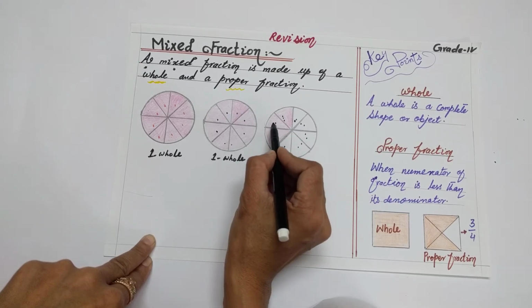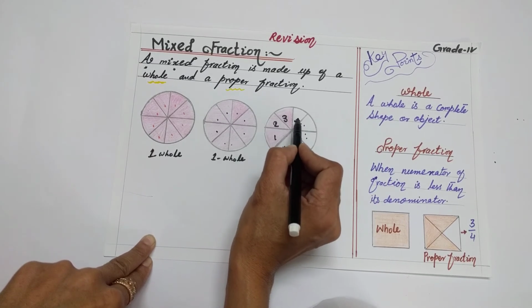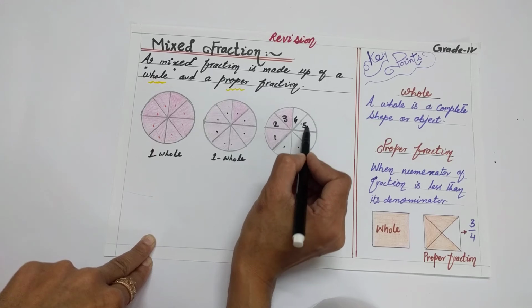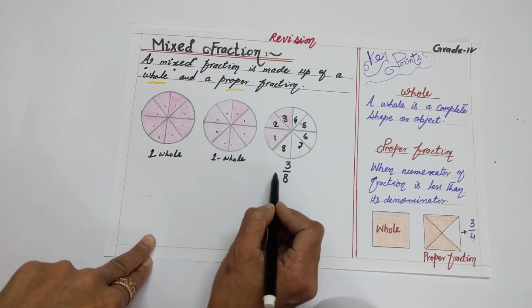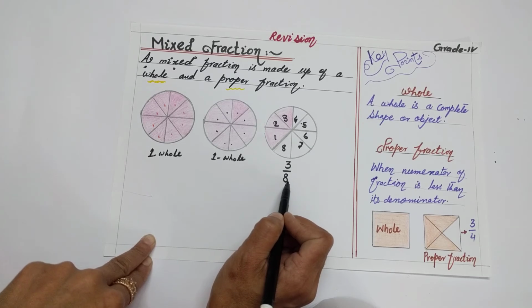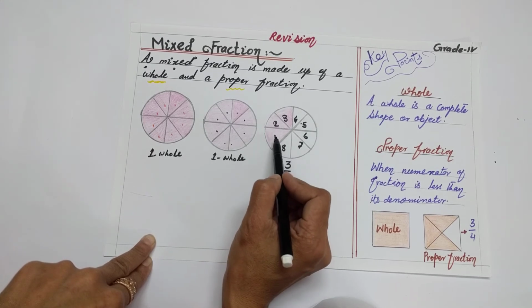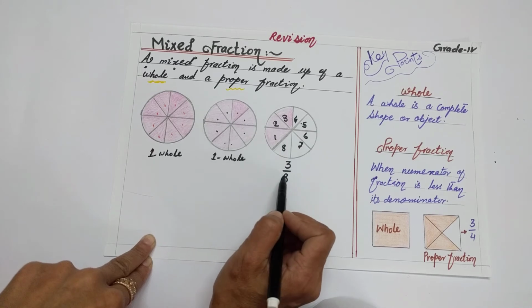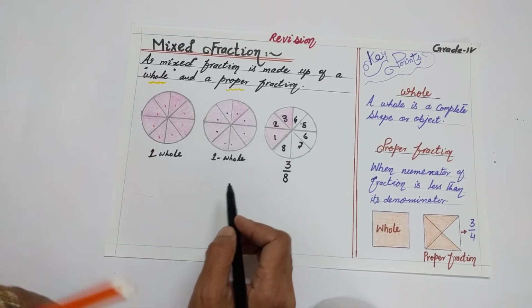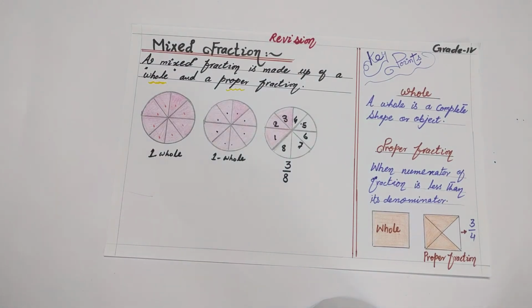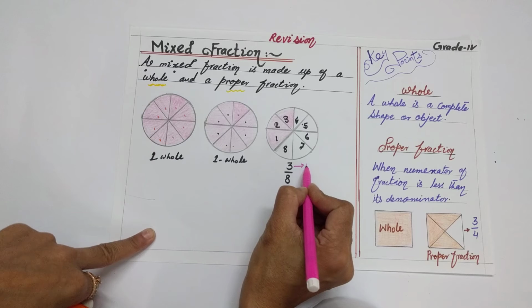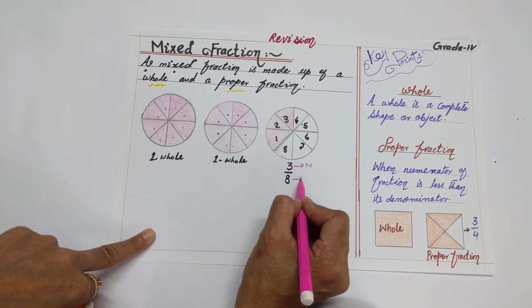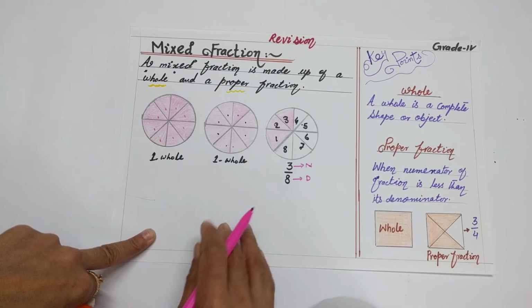Total parts are 8. 8 is the denominator, and I am just using 1, 2 and 3. 3 out of 8, so 3 by 8. 3 is the numerator and 8 will be the denominator.